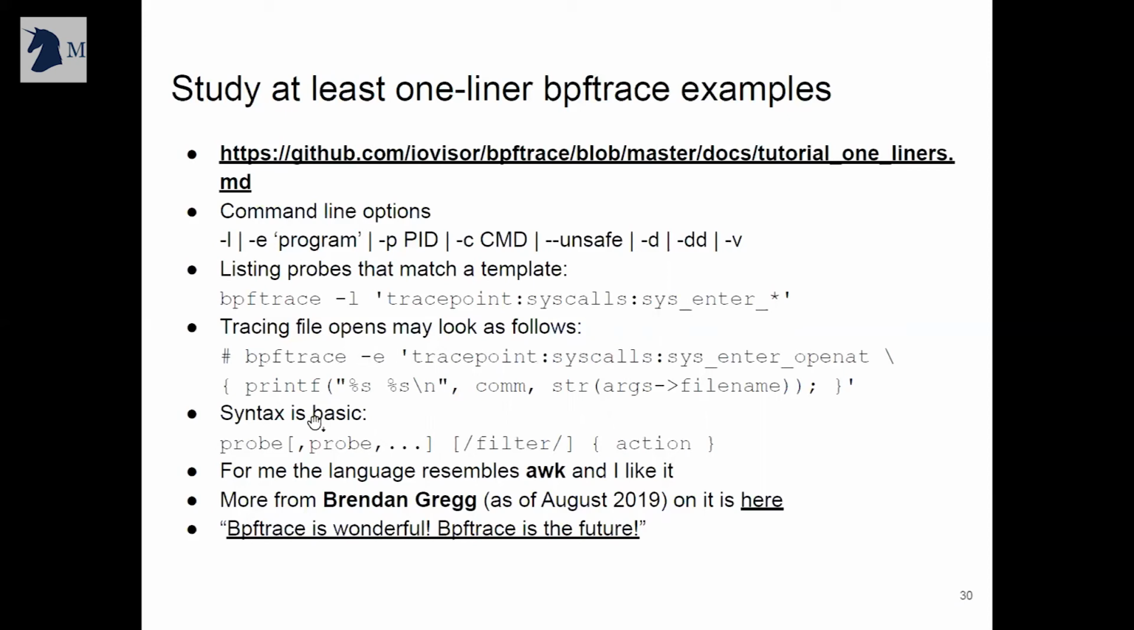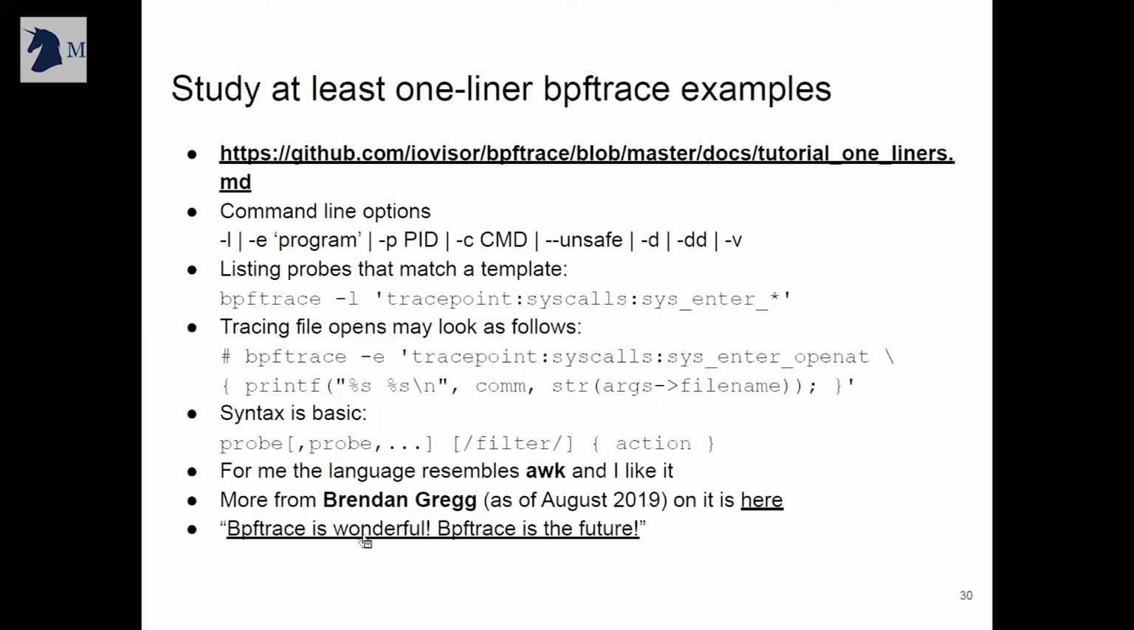The syntax is simple. You have a probe or list of probes separated by commas. You have an optional filter, so apply only if something is true, and you have an action in curly brackets, like here. The probe is kernel trace point syscalls sys_enter_open, it's file opening. There is no filter. The action is printf, literally like in AWK. The command name and argument called file name are printed as a string. It really resembles AWK, that is my favorite programming language in Unix.